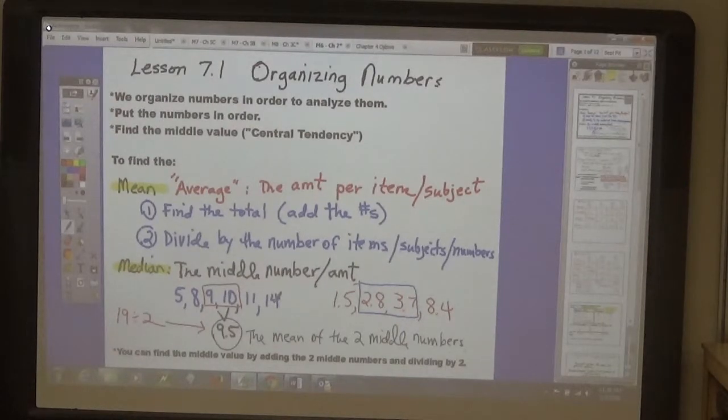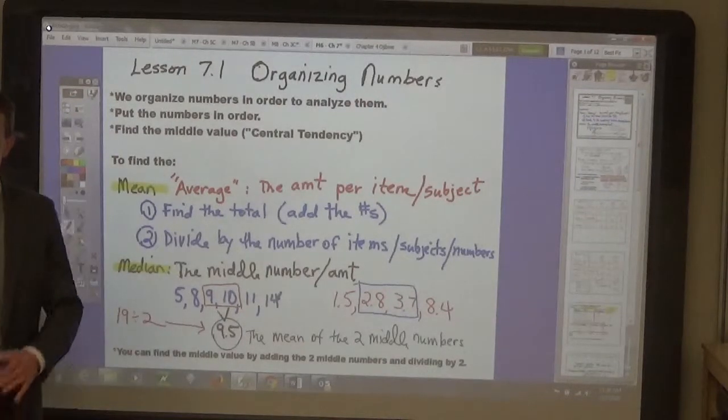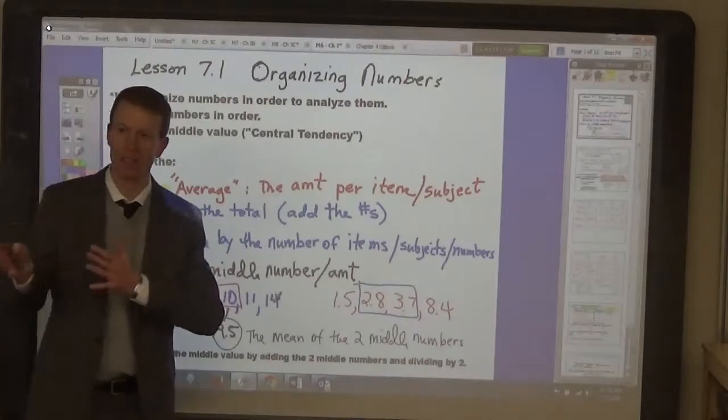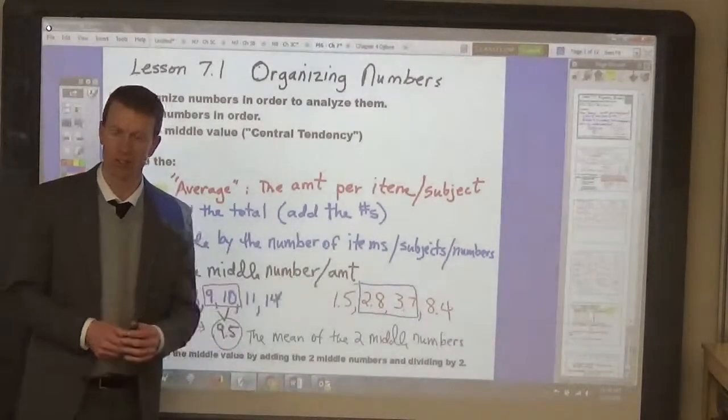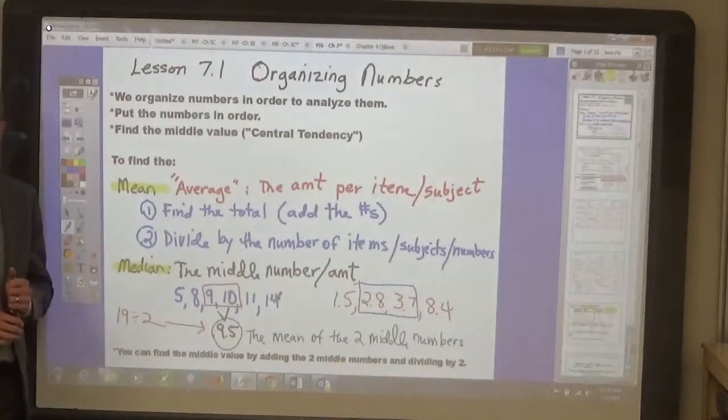And don't they have to be in order from least to greatest? Yes, that's the first thing I said when I was teaching you to find the median, is you have to put the numbers in order from least to greatest first. Okay? Olivia? Isn't there a mode?